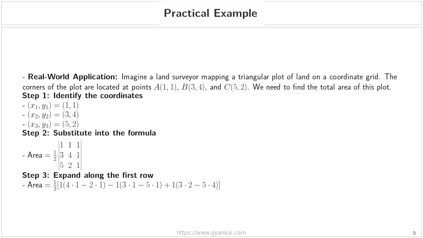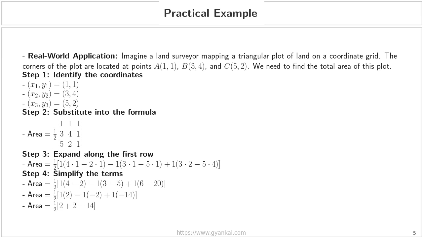Now, for step 3, we expand the determinant along the first row. This is where we apply the expansion technique we discussed in the previous slide. We take the first element, 1, and multiply it by the determinant of the remaining 2x2 matrix, which is 4 times 1 minus 2 times 1. Then, we subtract the second element, 1, multiplied by the determinant of the remaining elements, which is 3 times 1 minus 5 times 1. Finally, we add the third element, 1, multiplied by the determinant of the remaining 2x2 matrix, which is 3 times 2 minus 5 times 4.